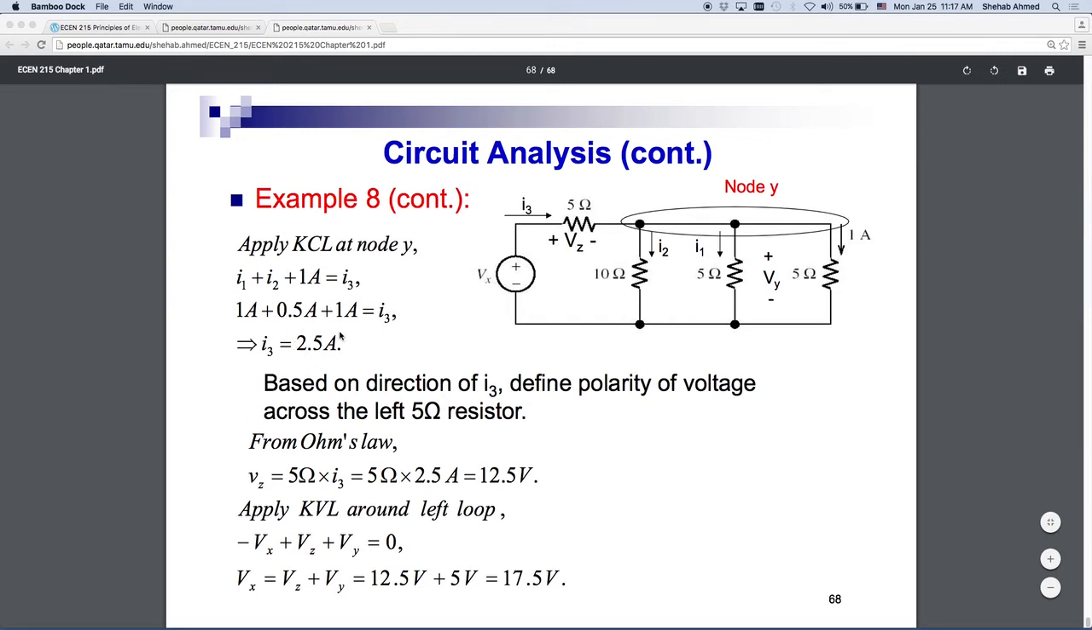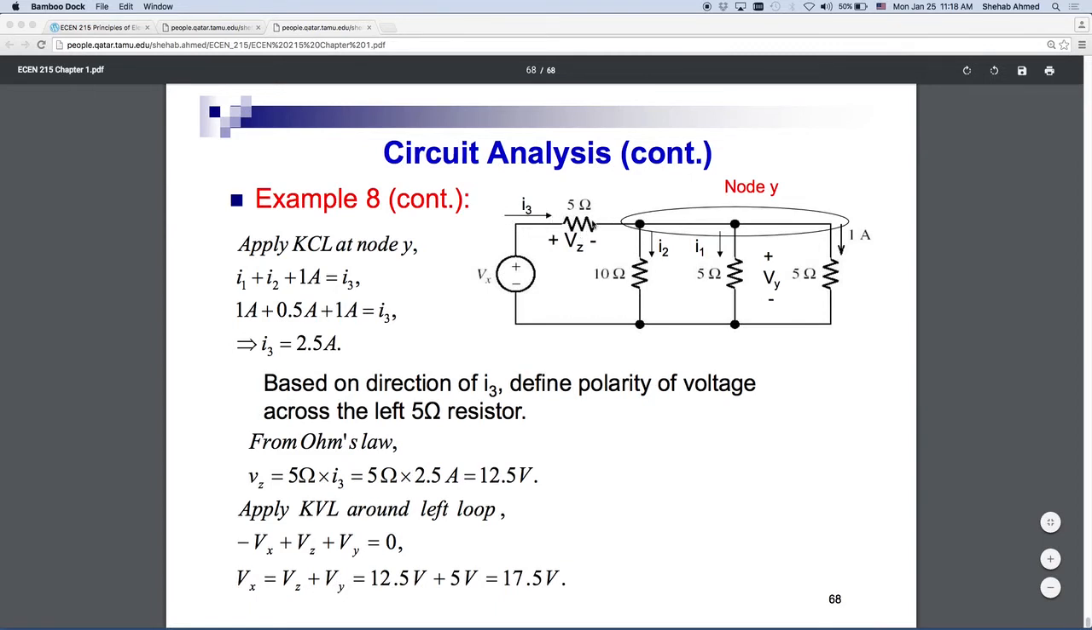I3 we solve for as 2.5, a positive number. So what we assumed is correct; the direction, the polarity of I3 is correct. There's nothing wrong with assuming I3 flowing in the other direction. If you do that, you will solve for I3 and it will be a negative number, because it's also coming out of the node. In this case, you'll have I1 plus I2 plus 1 plus I3 equal to 0, and I3 would be a negative number. In that case, you would know that you assumed the wrong polarity and you will flip. We figured out that the polarity we chose was correct, so I3 is in this direction.